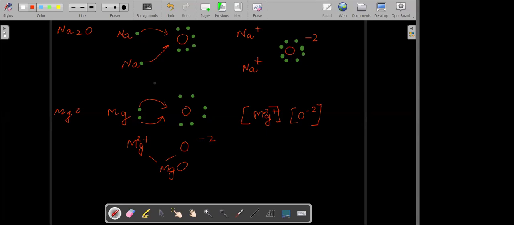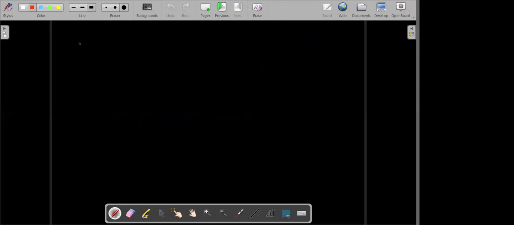So if you have 2 Na, you can write here Na plus. So this is 2. And you have oxygen, that is just 1, minus 2, this is just 1. So in this way, you can show the formation. Okay, just try one more. Show the formation of CaO, calcium oxide.